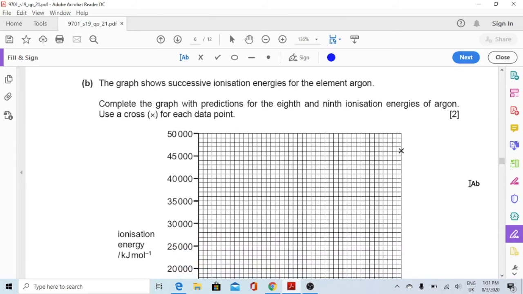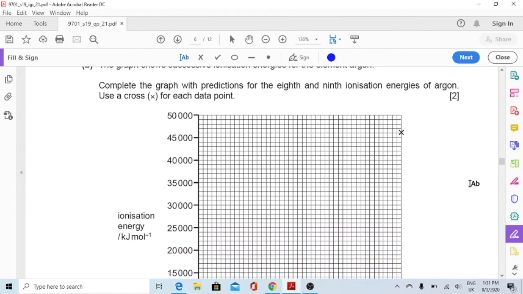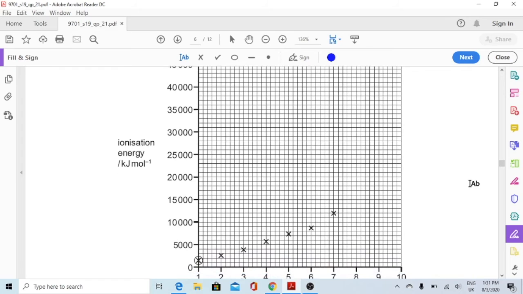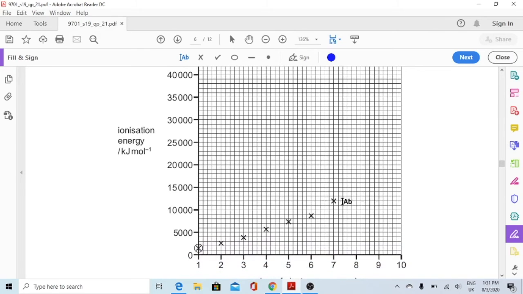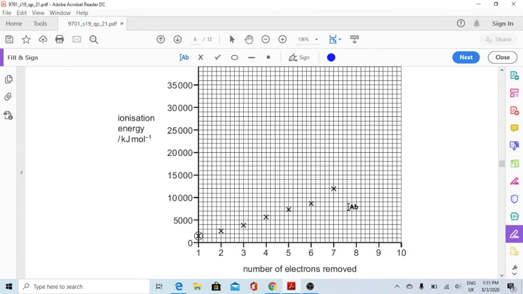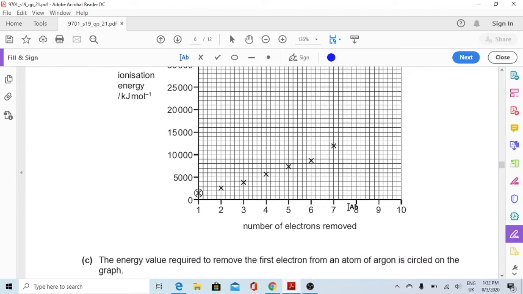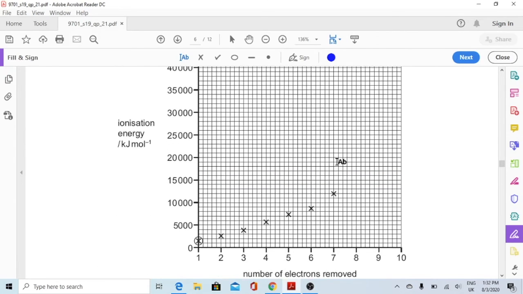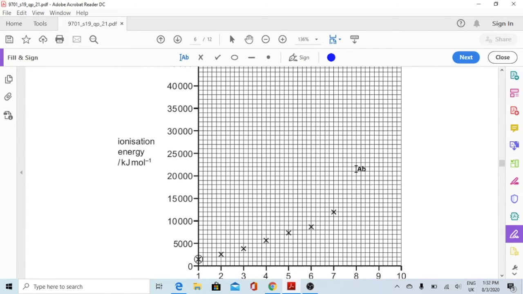Now part B. The graph shows successive ionization energies for the element argon. Complete the graph with predictions for the 8th and 9th ionization energies of argon. Use a cross for each data point. Okay, so its first 7 ionization energies have been given to you. The crosses represent the first 7 ionization energies of argon. So 8th and 9th we have to mark over here.